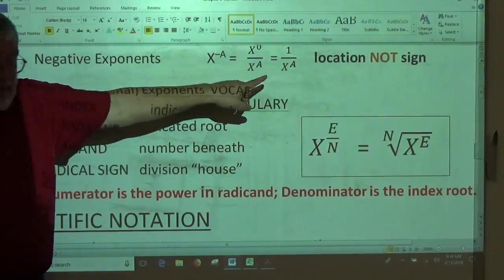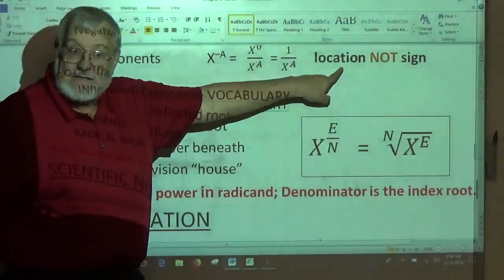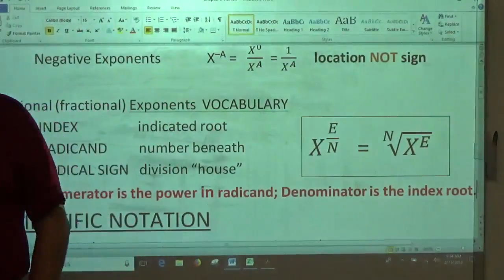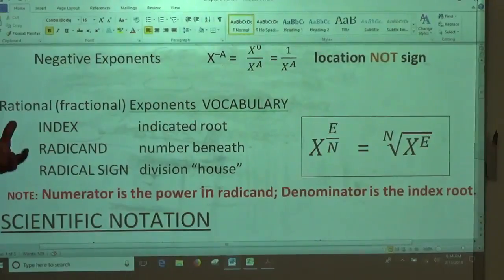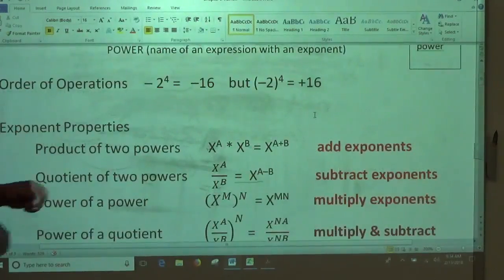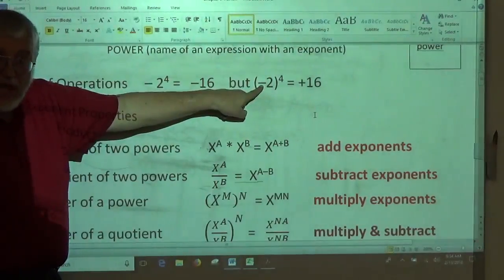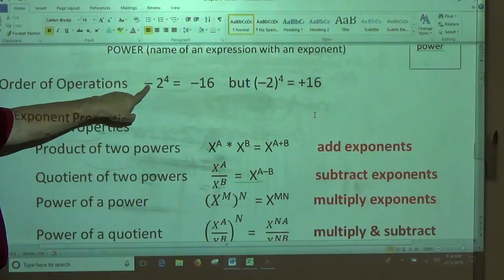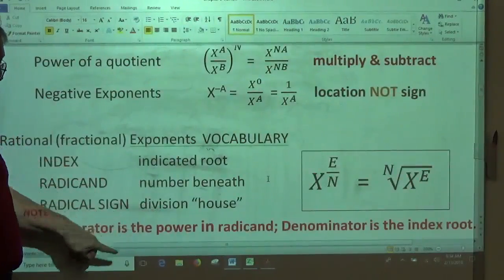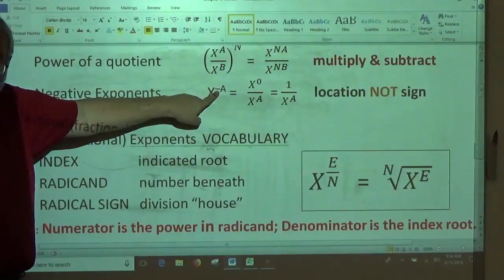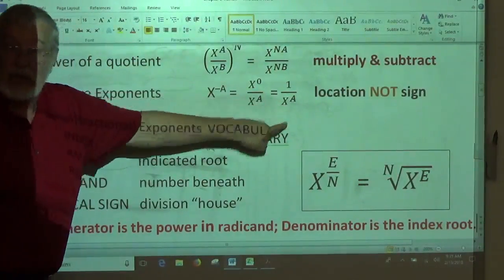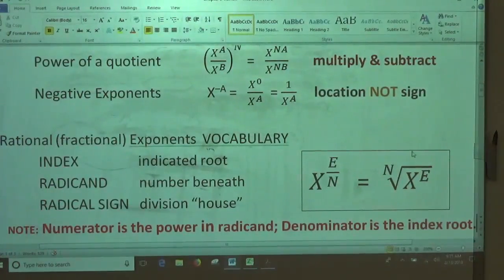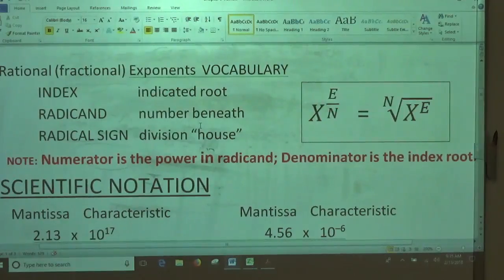Now, here's what I said over here. This is important. A negative exponent is a location, not a sign. A negative in an exponent is a location. It's not a sign. So when we had this right here, this negative is a sign. Right? This negative is a sign. But if it were in the exponent, here, it's a location. It means instead of being in the top of the fraction, go to the bottom of the fraction.